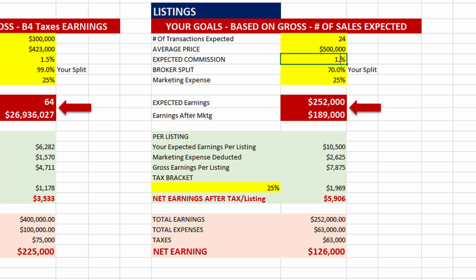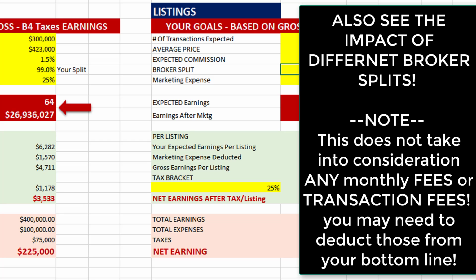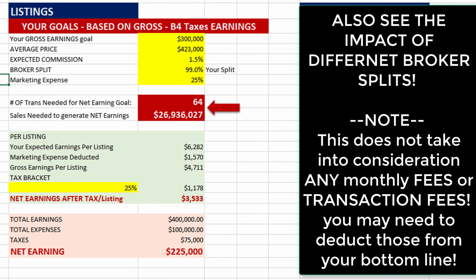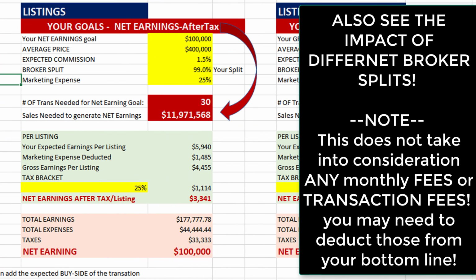For example, if I'm charging a 1.5% listing fee, like some discount brokerages and some specials that I offer, and my split is 100% versus 70/30, I'd go from 63 to 90. And that's net earnings. So that's one. You can come in here and put that in, if you're analyzing a farm, for example, depending on how much market share you think you're going to get.